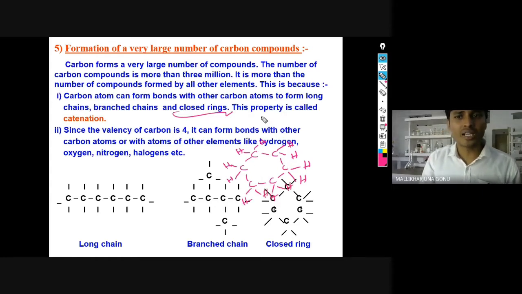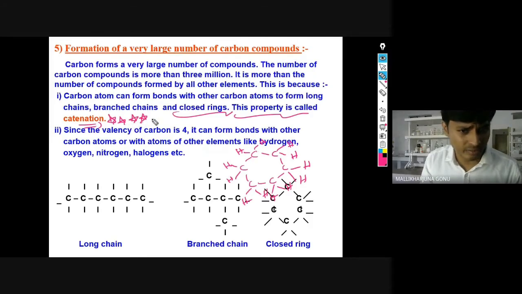Okay, so this property is called catenation. What is catenation? You have to write this definition. It is very, very important. They ask it every time in the examination. That's how carbon is forming millions of compounds.